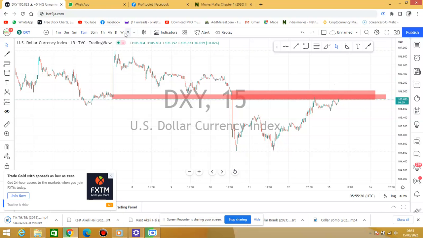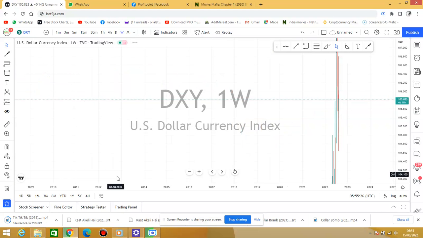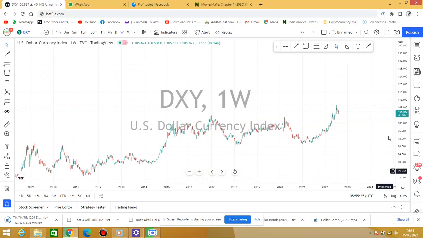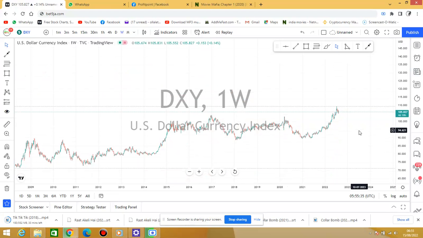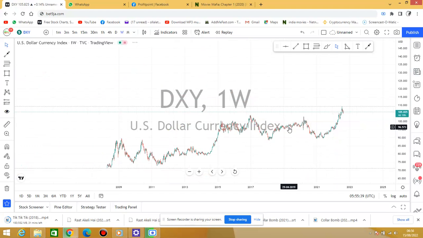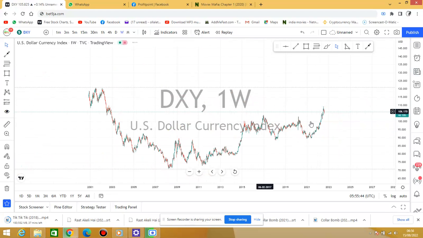I would like to focus on the weekly time frame and daily time frame to see actually what DXY did on the previous week and what it did on the previous day. Now this is DXY on the previous week. This is the previous week for DXY, in which price eventually broke out of this range.